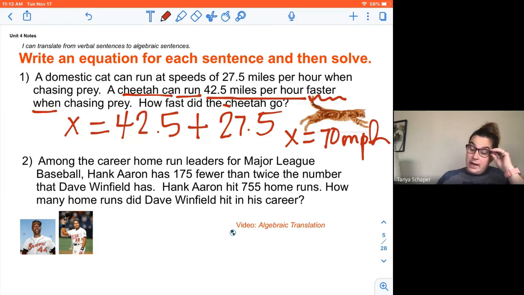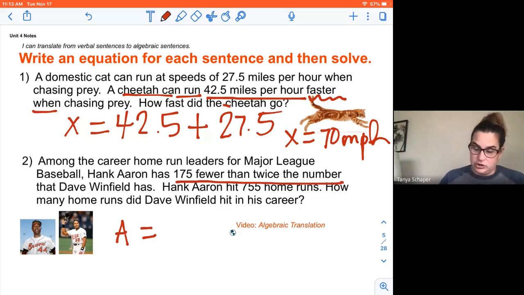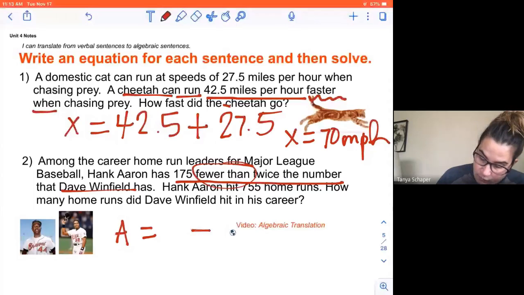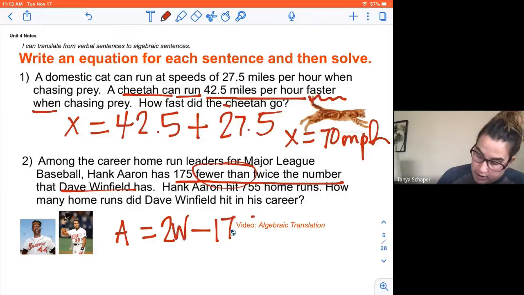Among the career home run leaders for Major League Baseball, Hank Aaron has 175 fewer than twice the number of what Dave Winfield has. Hank Aaron hit 755 home runs. How many did Dave Winfield hit? Okay, so Hank Aaron, so I'm going to use an A, equals 175 fewer than twice Dave Winfield. Fewer than, it's a switch word. We got to reverse the order. So twice Dave Winfield minus 175.